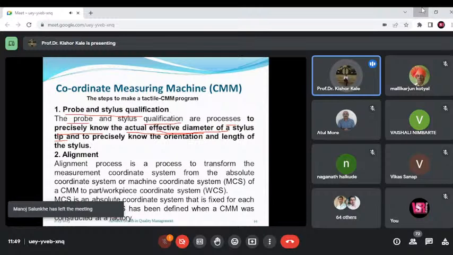If we know the relation between these two, then we can exactly relate all these corners and points with respect to this origin. So indirectly, this WCS becomes the origin for your product. This becomes 0, 0, 0 of the product, and that is 0, 0, 0 of the machine. Once the relation between the two is established, we are ready to acquire the points on the product. This is what alignment means.